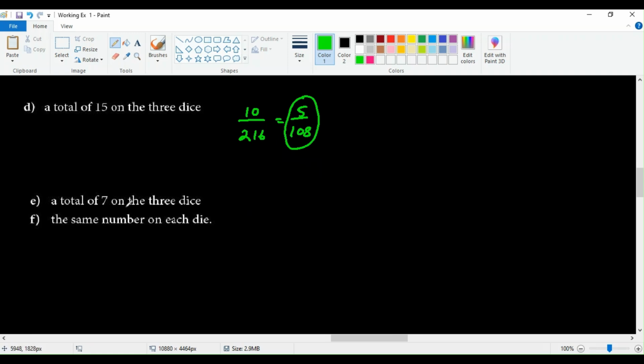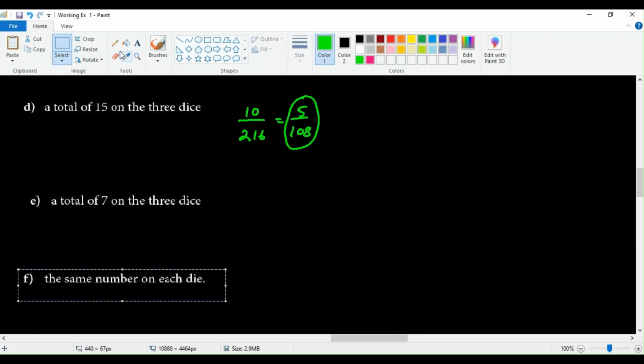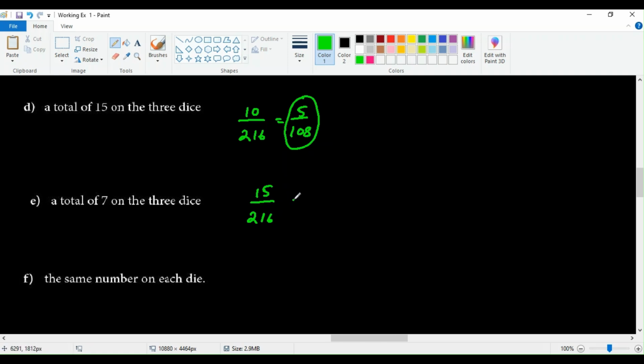When it comes to a total of 7, to have 7 on 3 dice, 5 is going to be the final answer. 15 possibilities out of 216 to have a 7. So once simplified, it's going to give us 5 over 72.